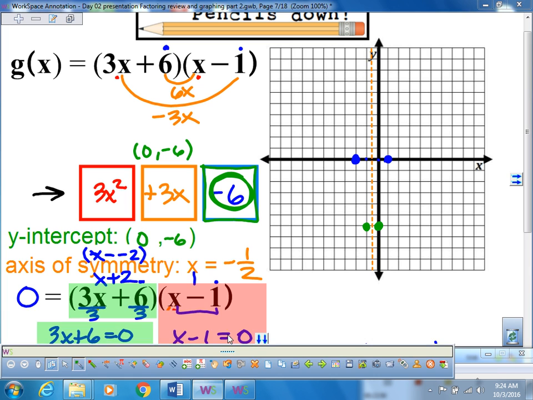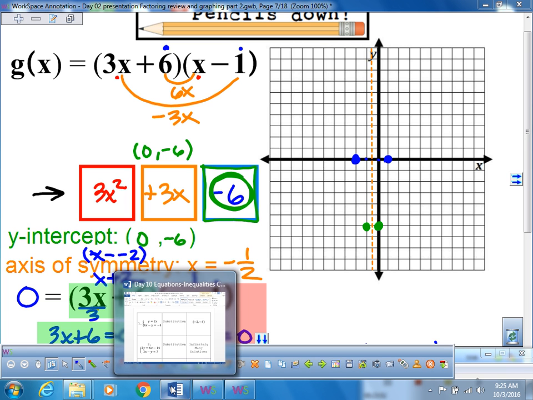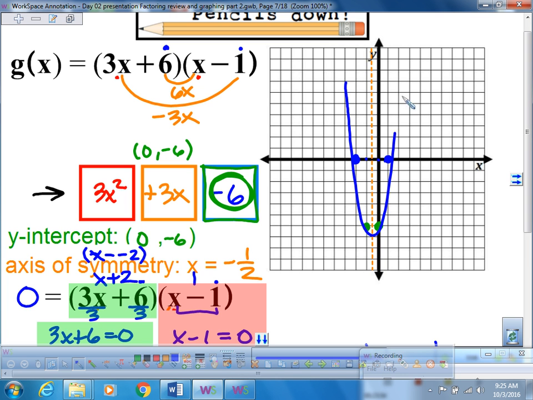Bryce, is it getting better? The graphing part? Okay.